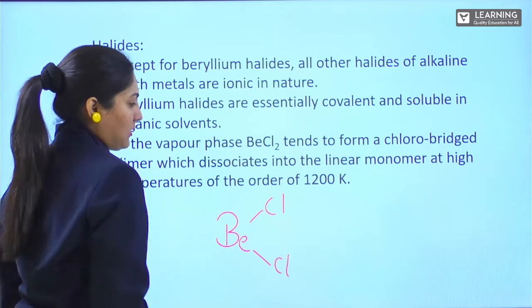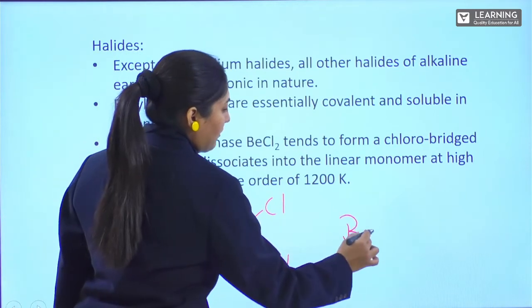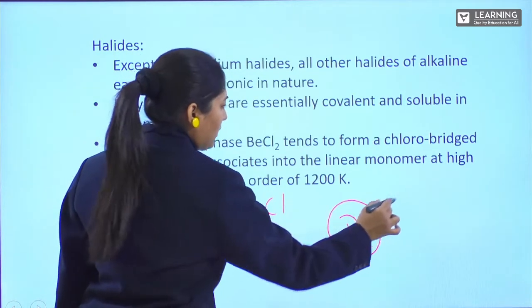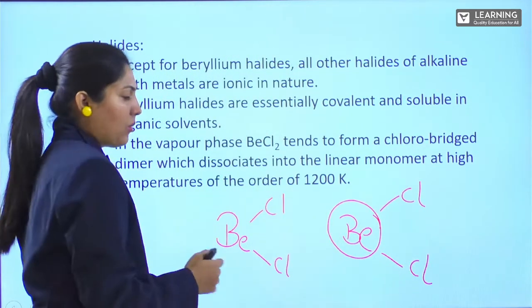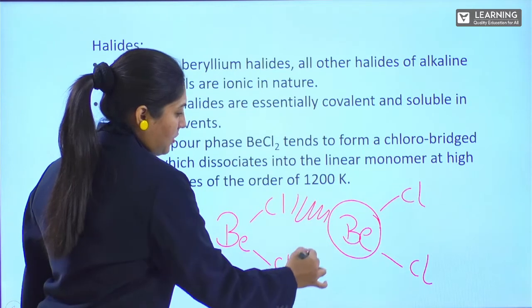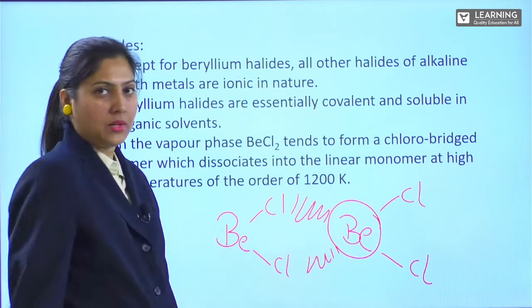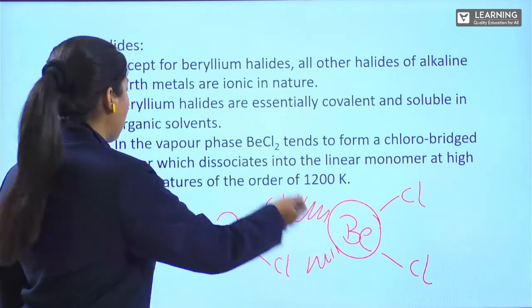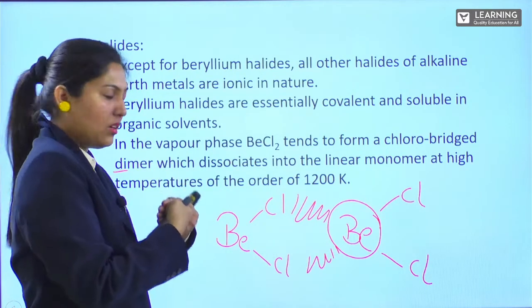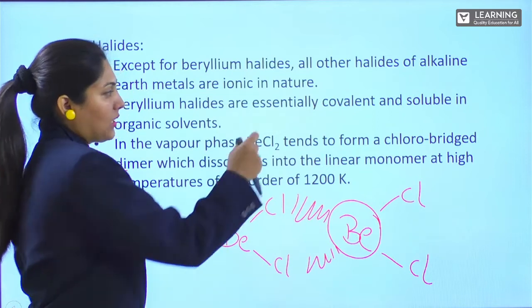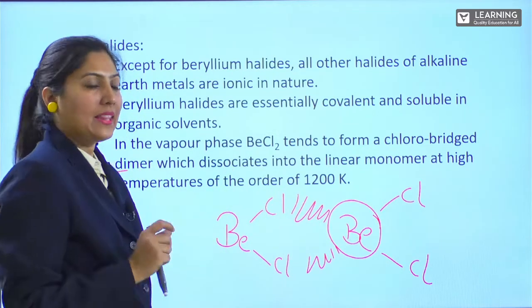If we have one more molecule, it will have a connection with the other one. They form the partial bonds that we'll study. That is called a dimer. Di means 2, mer means units. Two units combine together to form one bridge, like they are forming the chloro bridge, and that we can call it a dimer.